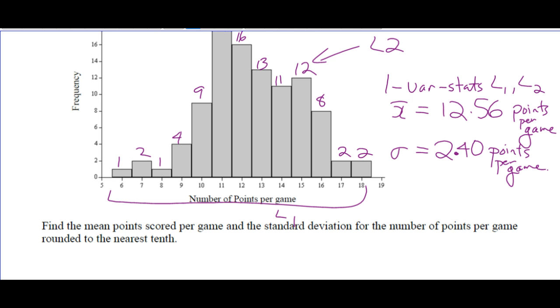Okay? Now, standard deviation is going to mean a lot more in a few days, right? Because we're going to relate it to distributions and graphs, like a distribution like this, and we'll say, what does that mean, that 2.40 points per game? And there's an actual pretty good meaning to that.